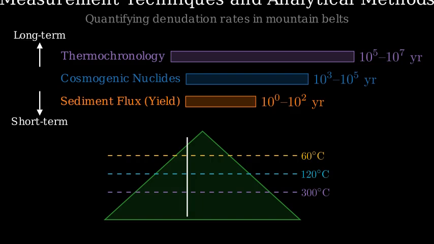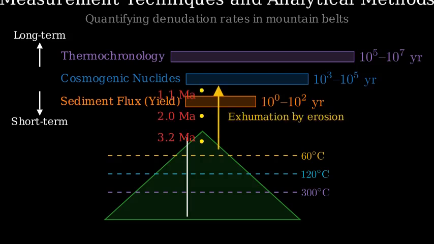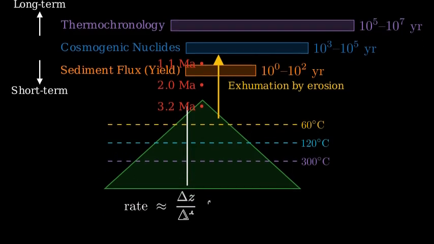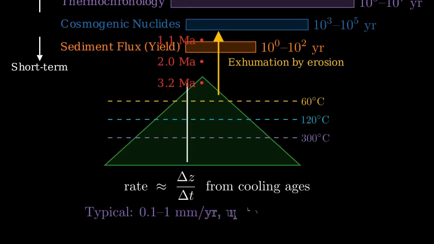Imagine a mountain cross-section. As erosion removes material, rocks move upward, cooling as they pass through closure temperatures roughly between 60 and 300 degrees Celsius. Minerals record the time since they cooled below those thresholds. By sampling different elevations along a vertical profile, we infer how fast rocks are being exhumed, which often approximates the erosion rate. Over millions of years, thermochronology typically reveals rates on the order of 0.1 to 1 millimeter per year, and even several millimeters per year in extremely active zones.